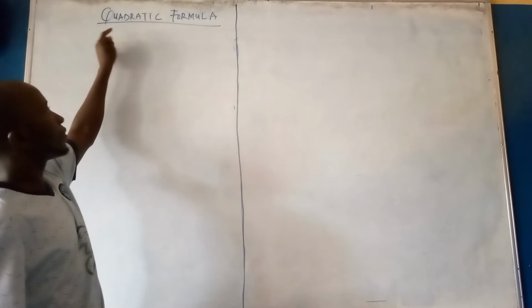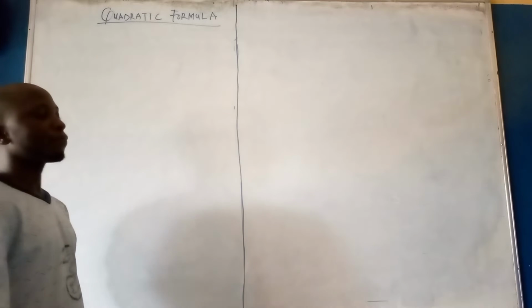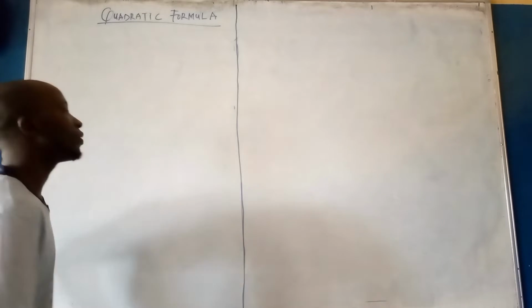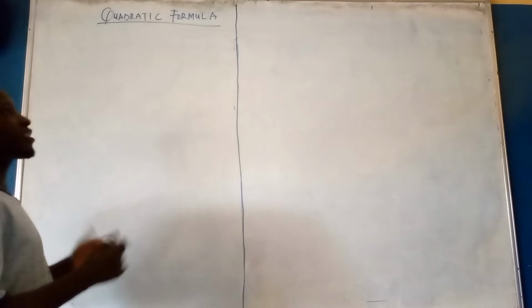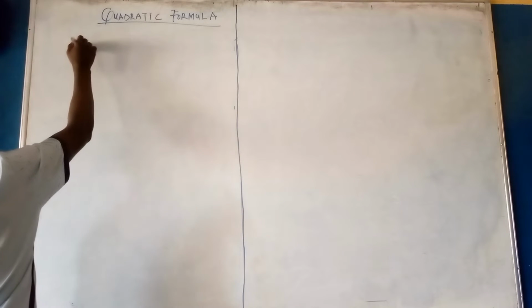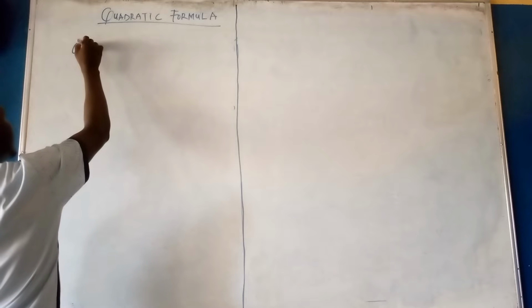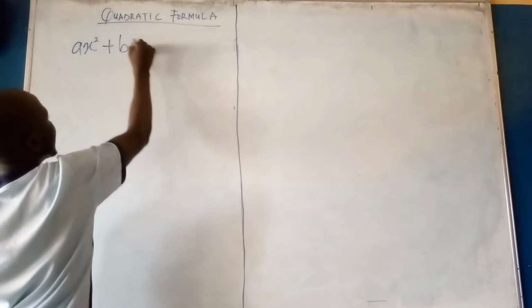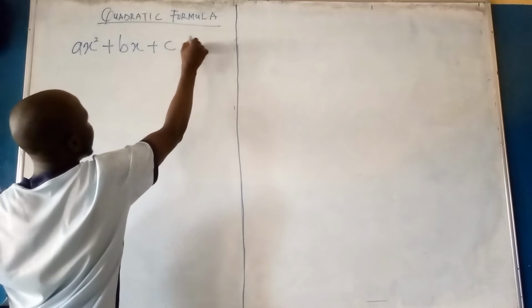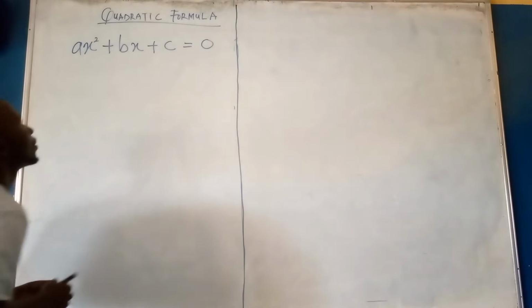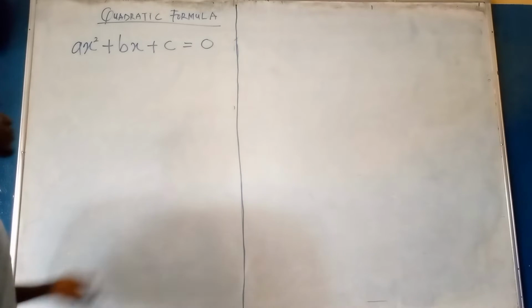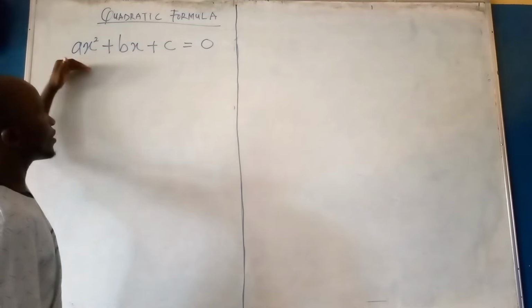Now today I want to derive the quadratic formula using the completing the square method. How do they come about? A quadratic expression is in this form: ax squared plus bx plus c equals 0, whereby a, b, and c are all constants. And this is our quadratic equation.